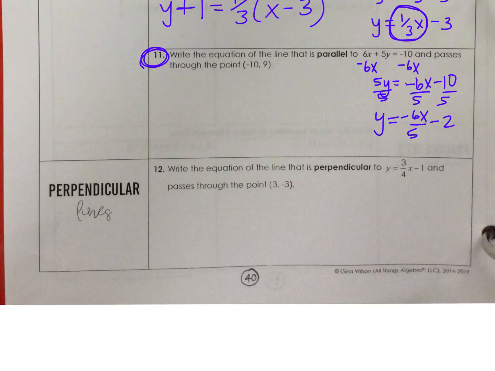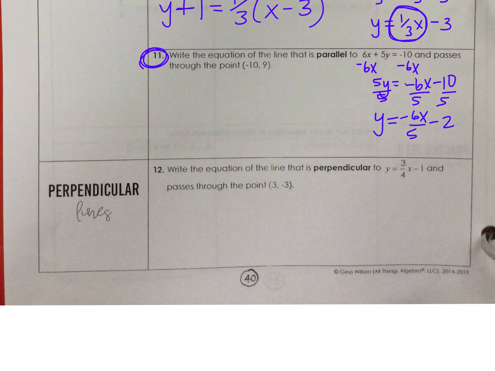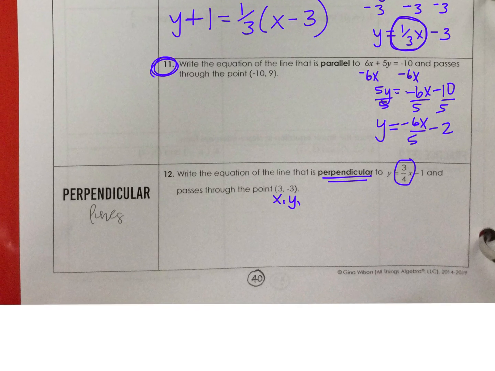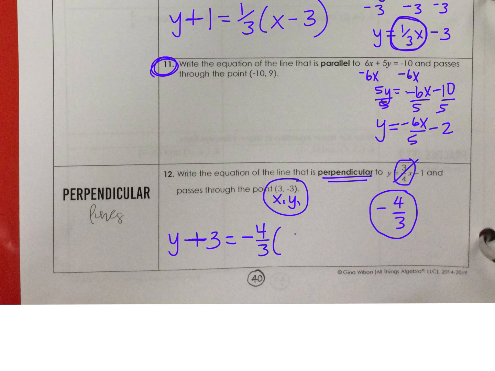All right, number 12 is the same way. I've got my x1 and my y1. And I have a slope, but I want the perpendicular line. That means I have to change my slope. I've got to make it negative, and I have to flip it. So that's the slope I need to use. So y minus negative 3, that's plus, equals negative 4/3, new slope, x minus 3.